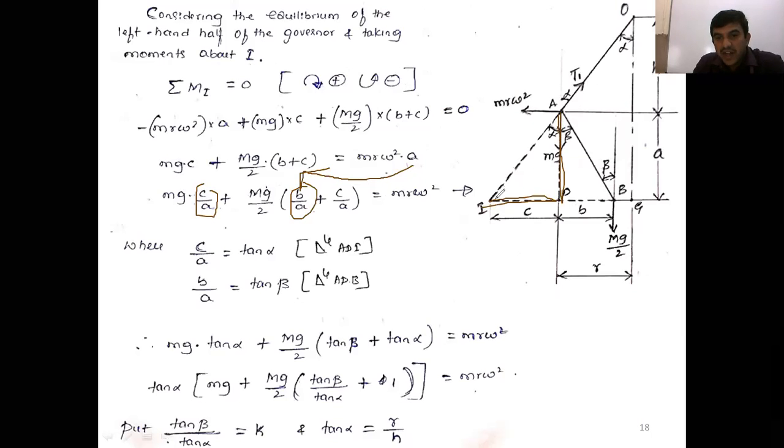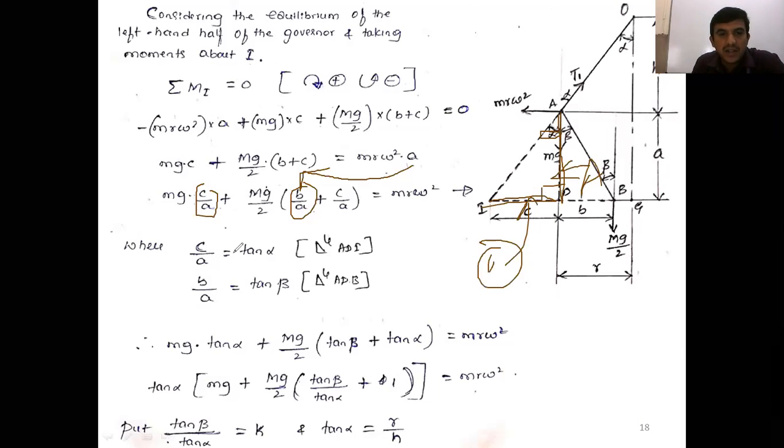Now see from this triangle IAD. This is a right angle triangle and the angle is alpha. The side which is opposite to this angle, I'll write in short form, this is the opposite side. The side which is adjacent to the angle is called the adjacent side.